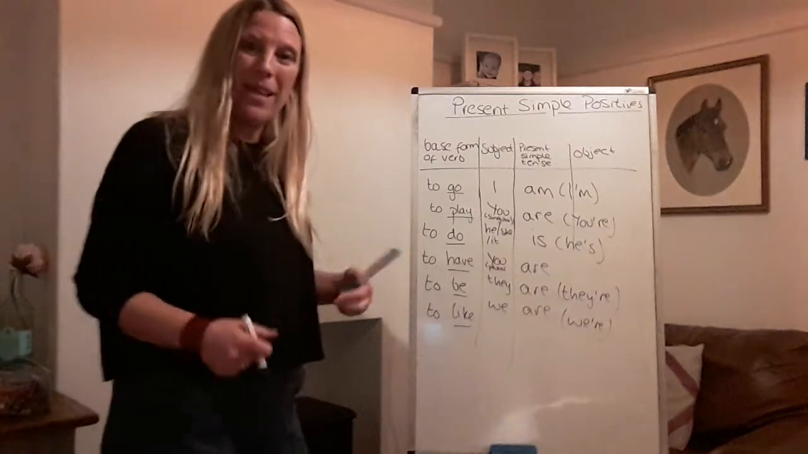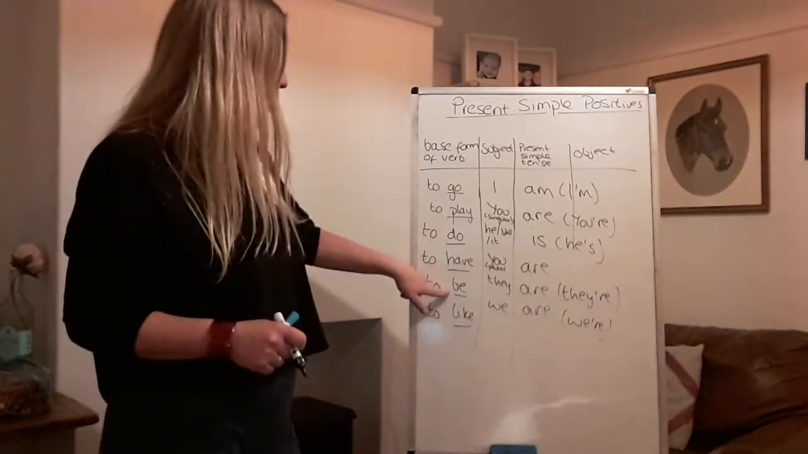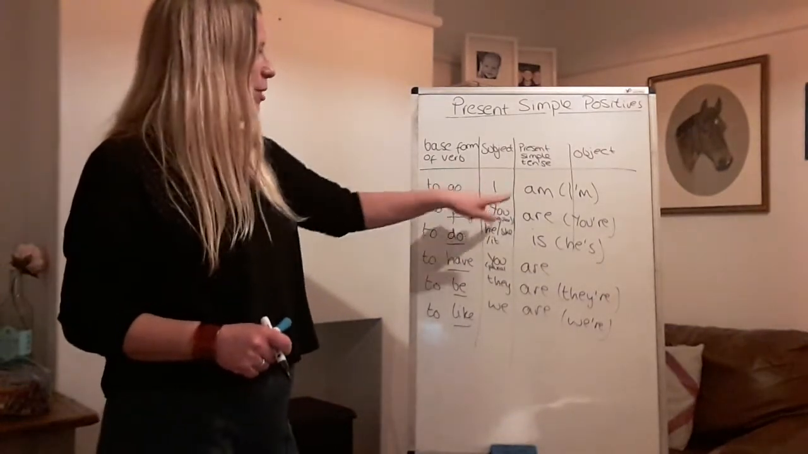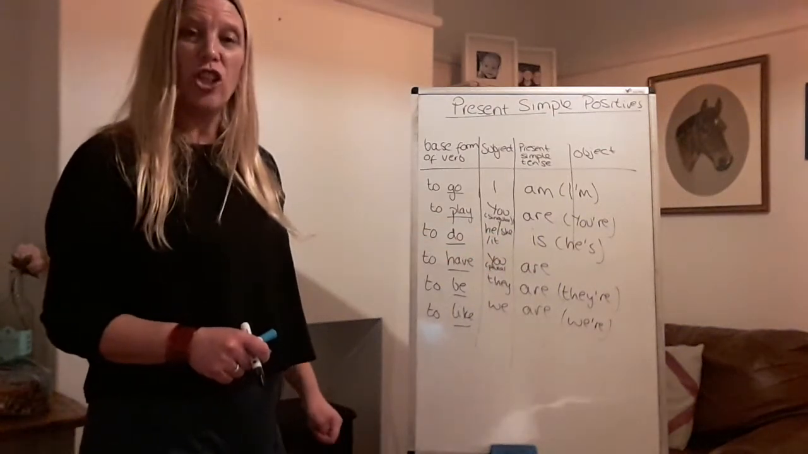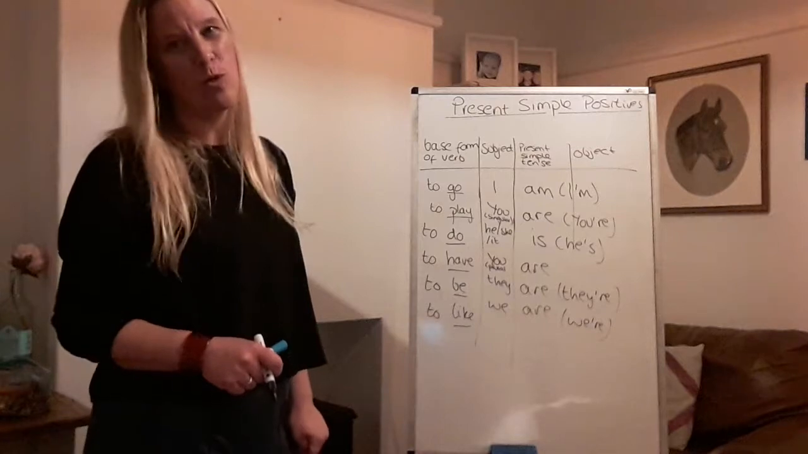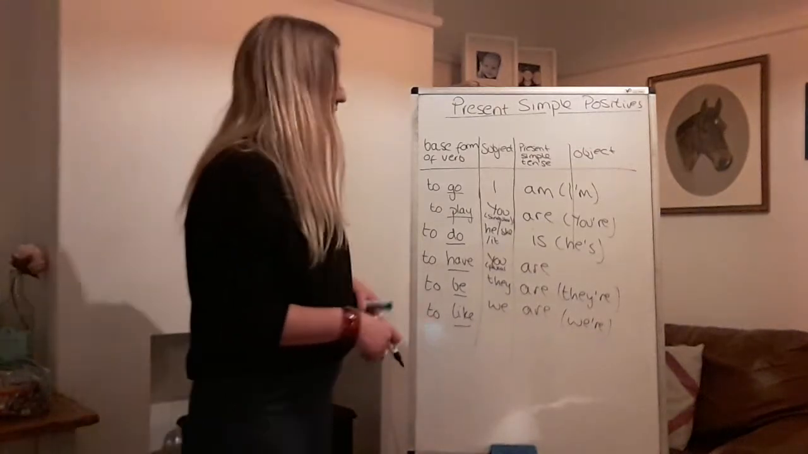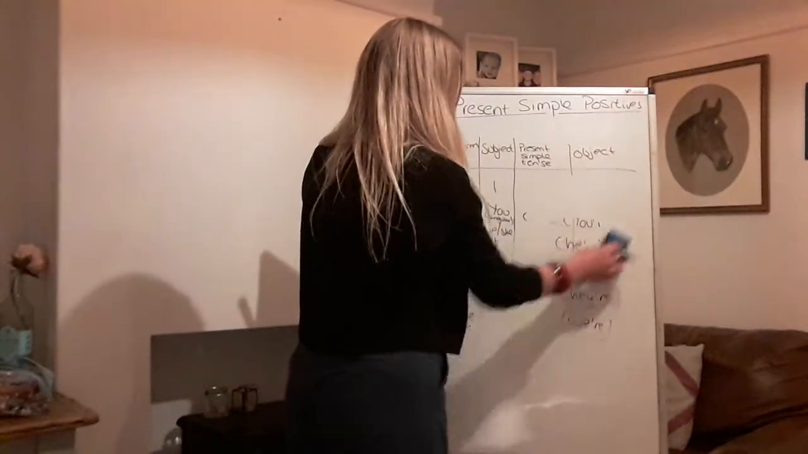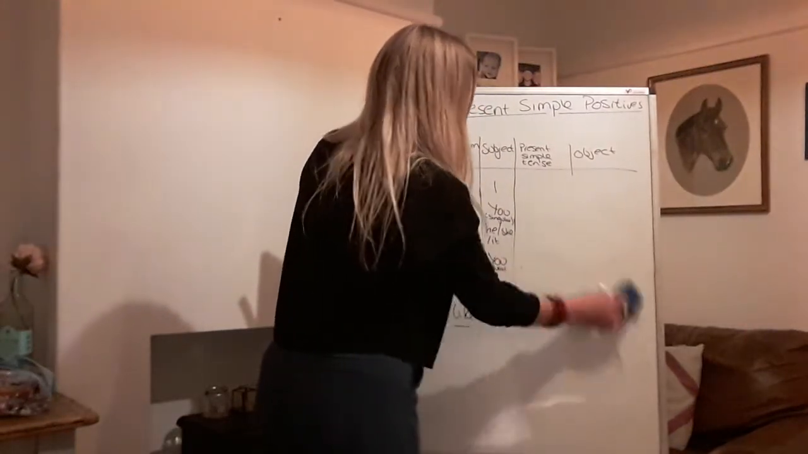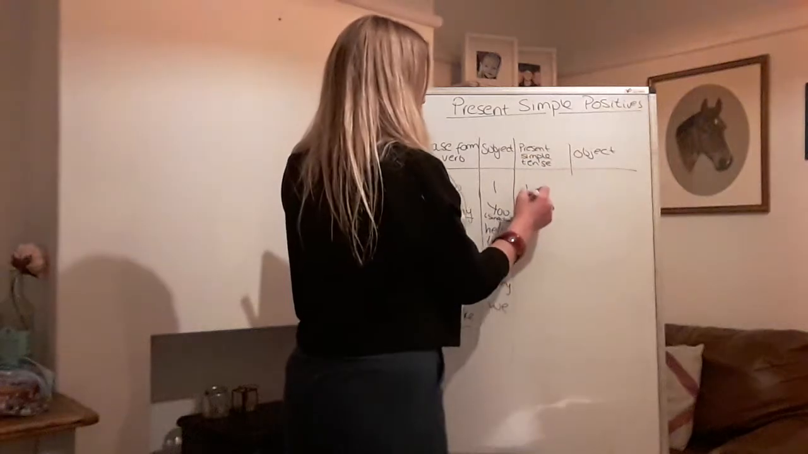Okay, so remember this, yes? Remember, be changes in the present simple. I am, you are, he, she, it is. I am 47, you are 47, he is 47. Like, we just add s. Just s for like. I like, you like, he, she, it likes.